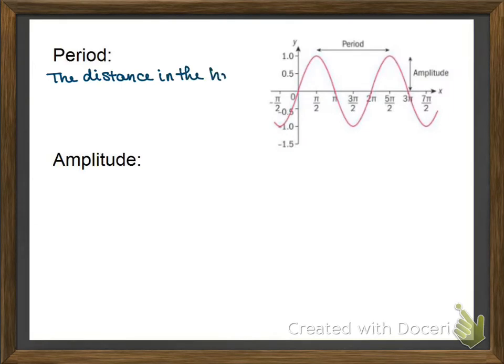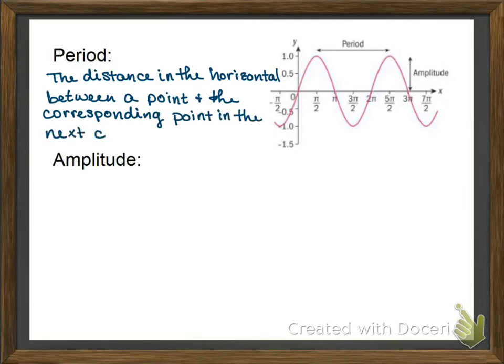So then your period is the horizontal distance between a point and the corresponding point. So usually what you do is you look at those maximums, and where your first max is to your next max is your period. And for the parent function of y equals sine x, your period is 2 pi or 360, however it's going to be used. You'll see that IB is going to use both radians and degrees, so be used to both.